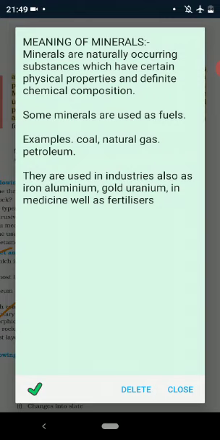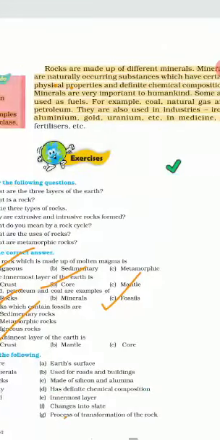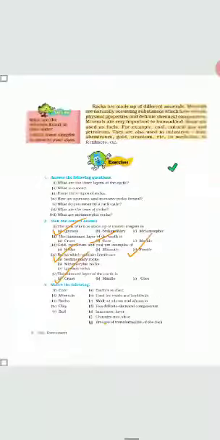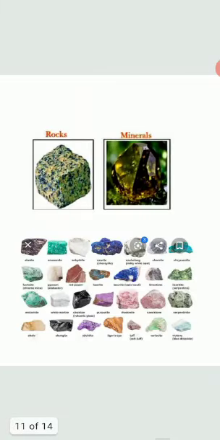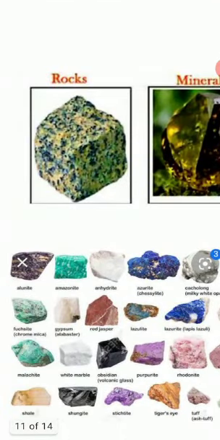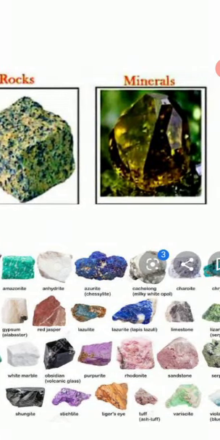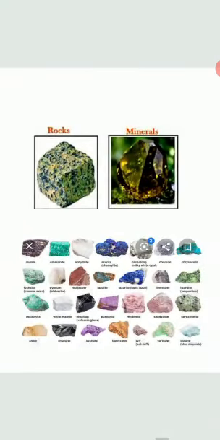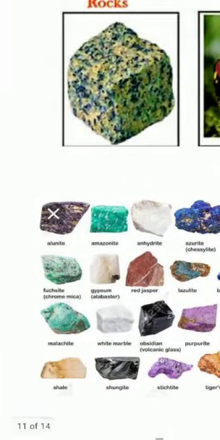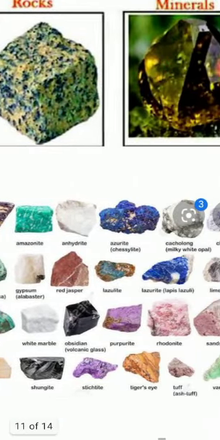So minerals are used in industries. They are used as iron, okay, aluminium, gold, uranium. They are used in medicines as well as in fertilizers. So this is all about minerals. You can see here clearly, this is how a rock looks like, and this is how a mineral looks like. And these are the different types of minerals, these all.